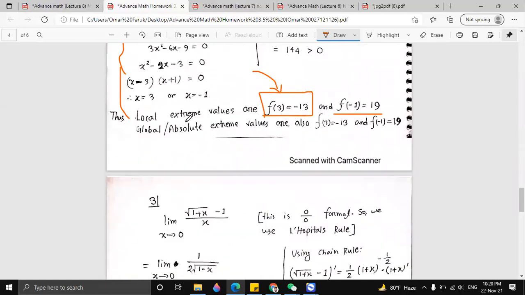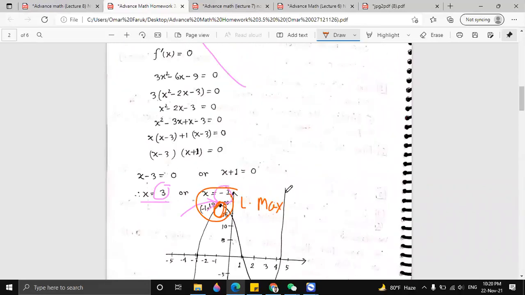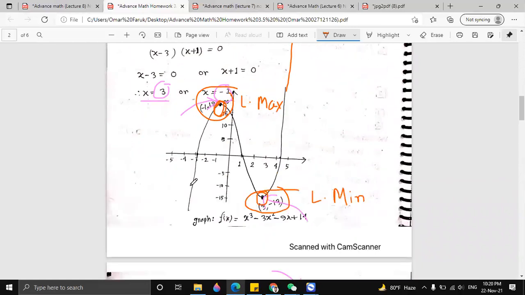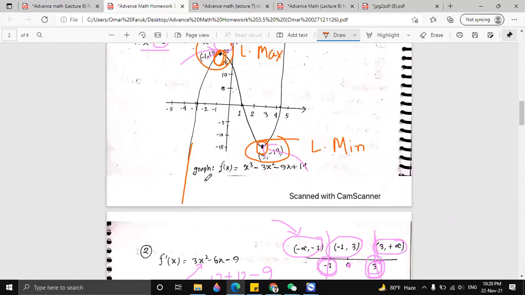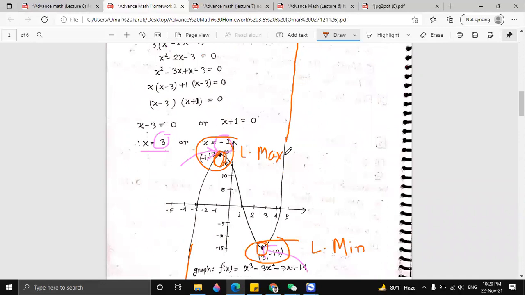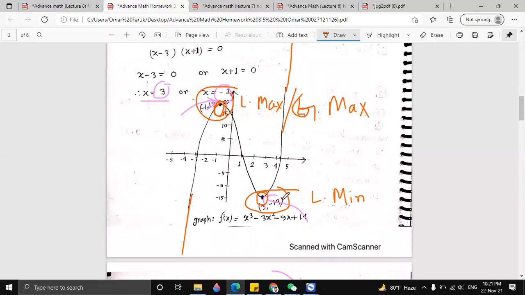Again, if you look at the graph, it will ever increase, it will go upward and upward. So here the local extreme points and the global extreme points both are the same. That means this is a local maximum, and also this is our global maximum. And this point here is our local minimum, and also our global minimum.